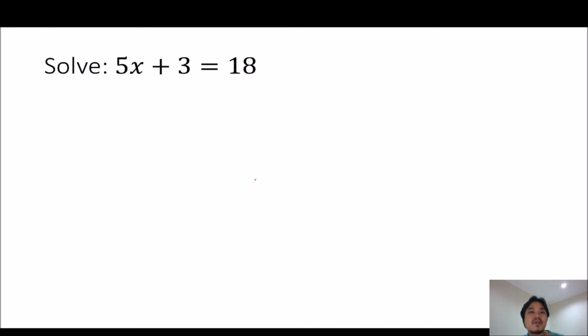Let's have 5x plus 3 equals 18 as our first example. Again, when we are undoing an expression, we want to isolate the unknown. In this case, we want to isolate x. So we will undo 5x plus 3. But when we are undoing 5x plus 3, remember to always maintain the balance. Whatever we do on the left-hand side, we should still do on the right-hand side.